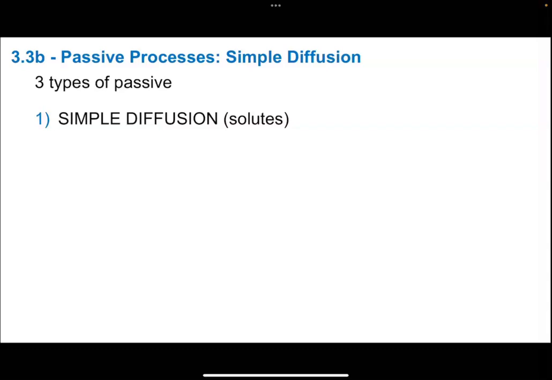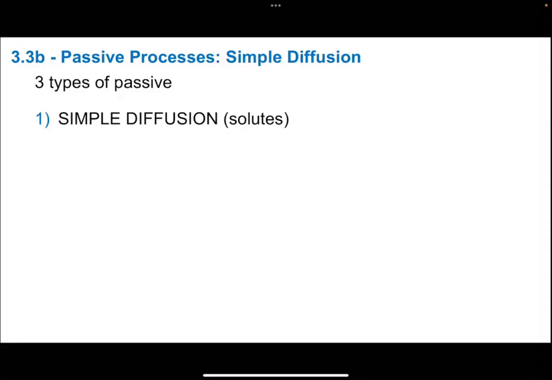Now, looking at each of the mechanisms to get things across the cell membrane in turn, we're going to again start off with these passive processes. By definition, they do not require ATP. The first one is simple diffusion.